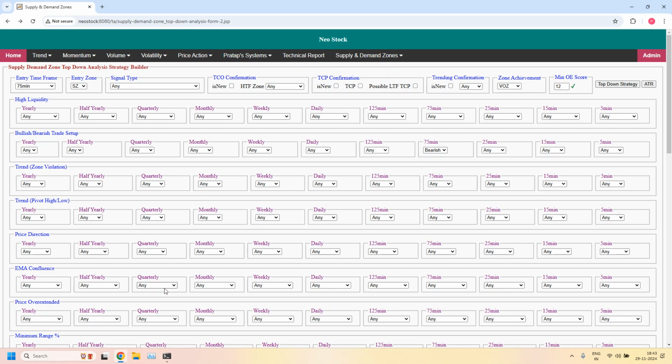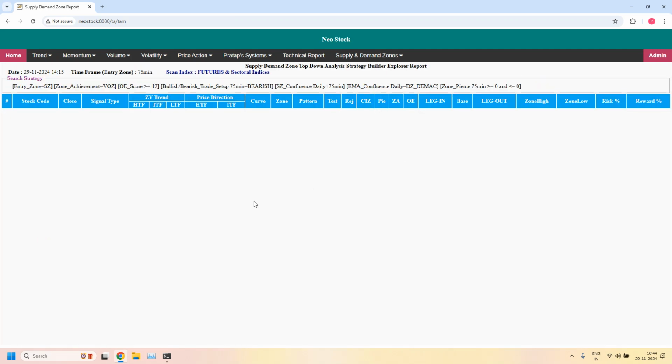Let's verify in the EMA confluence at a daily time frame. Why daily? Because 75 minute supply zone is a part of the daily supply zone. So that's why daily supply zone with daily EMA confluence filter enabled. So with this filter out of 7, we did not get any stocks. So that means currently none of those daily zones are having EMA confluence.